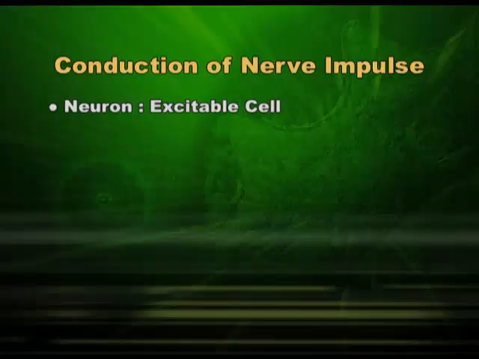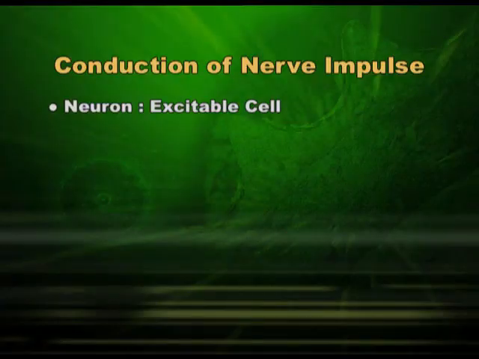One thing is very clear, dear students, that a neuron is an excitable cell. You can excite it, and that is how the stimulus will be conducted. That is how the nerve conduction will take place. So, a neuron is an excitable cell, that is one point.